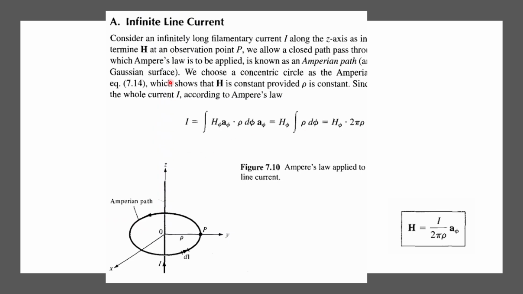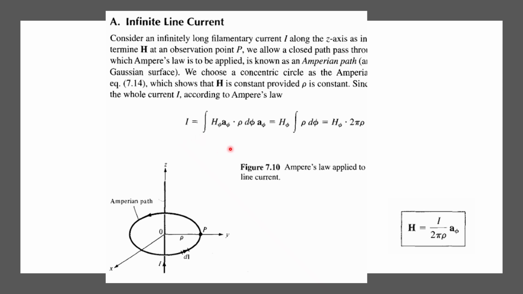As an example, let me find the magnetic field intensity due to an infinite current. Suppose this is the wire, an infinite wire, and this is the Ampere path. The major challenge is to find the Ampere path. Here the Ampere path will be circular. So this is the Ampere path. The formula, if you remember, is ∮H·dl is equal to I enclosed.